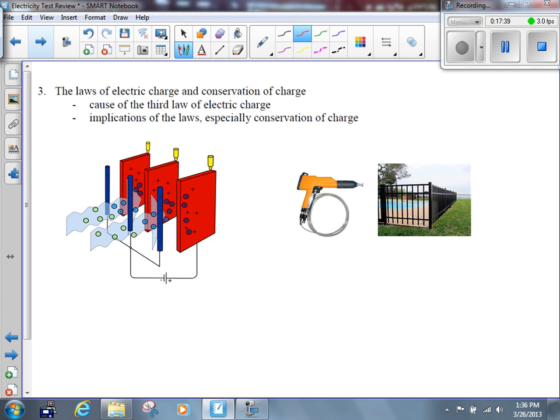Number 3, we talk about those 3 laws of electric charge, plus the law of conservation of charge. Like I said a few minutes ago, don't memorize these. You've got to know them. Of course, you've got to remember them, but you've got to be able to apply them as well, and that's the big thing here. And we gave you a couple of examples as we were going through this for the first time in the notes.